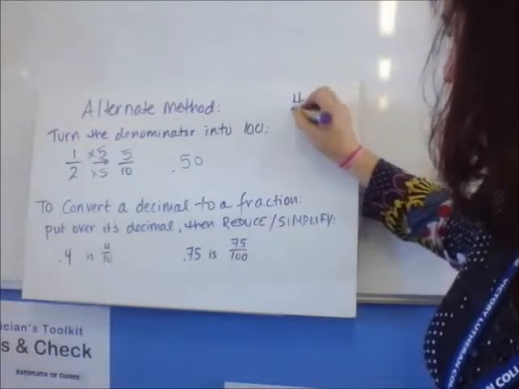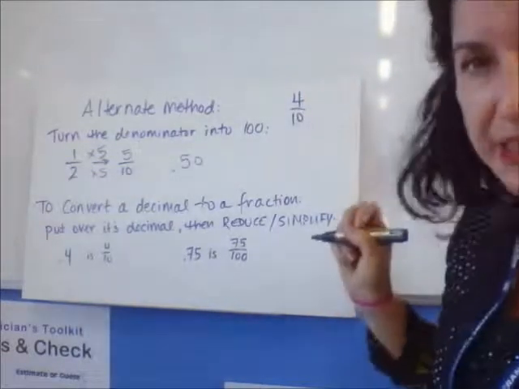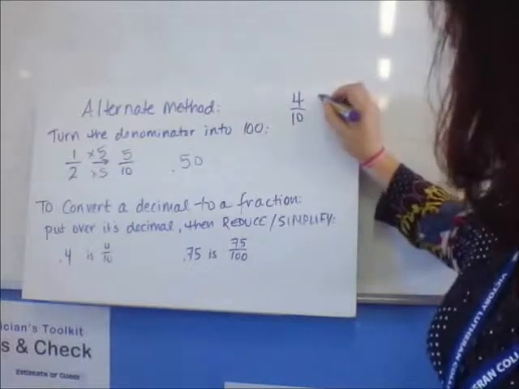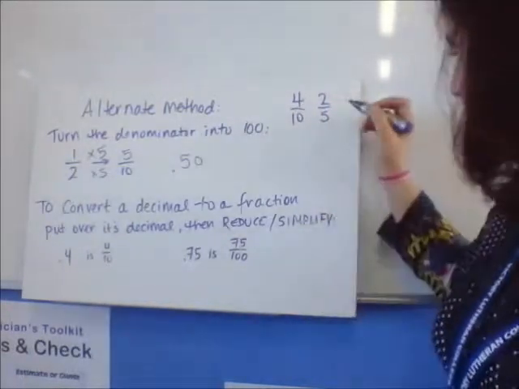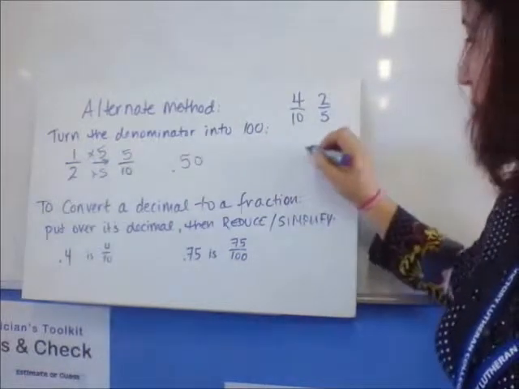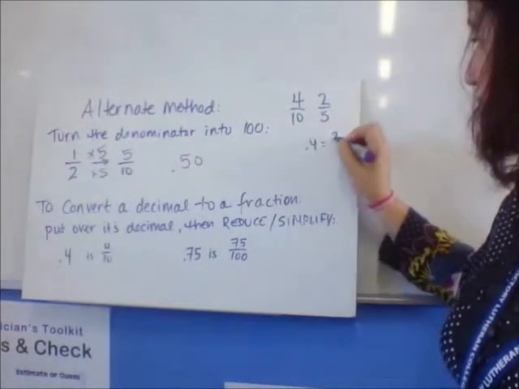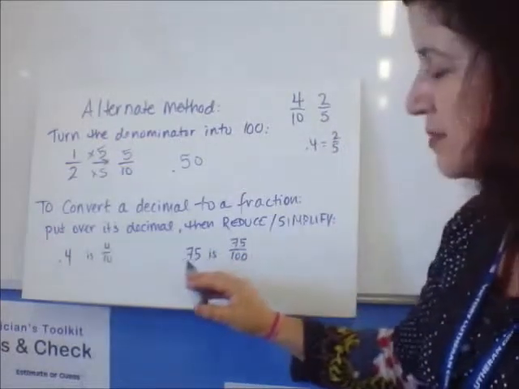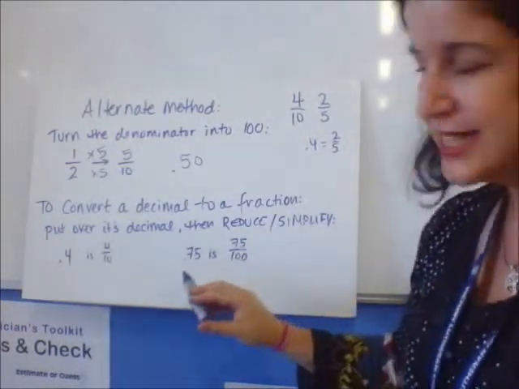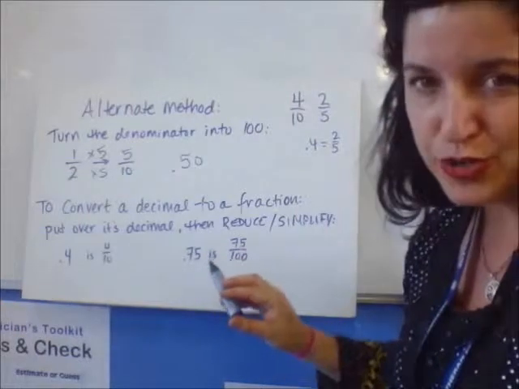So 4/10 can be simplified. It can be turned into 2/5, for example. And now we've got an equivalent fraction. 0.4 is equivalent to 2/5. Okay? If you had something, say, like 0.75, another way to say that is 75 hundredths.